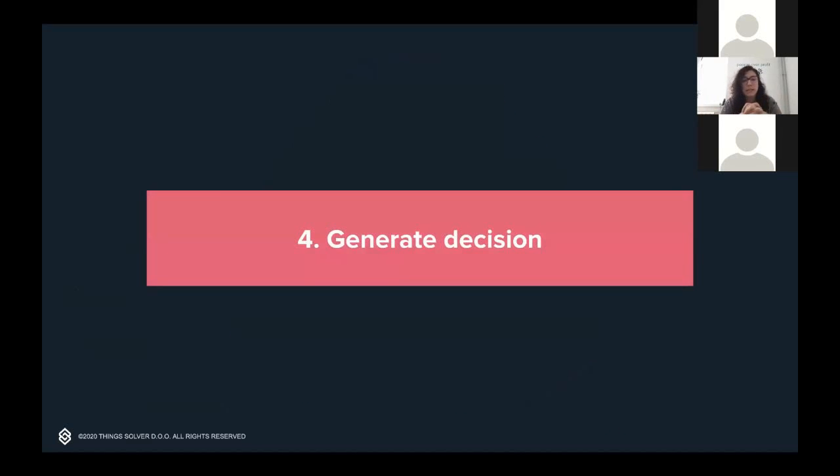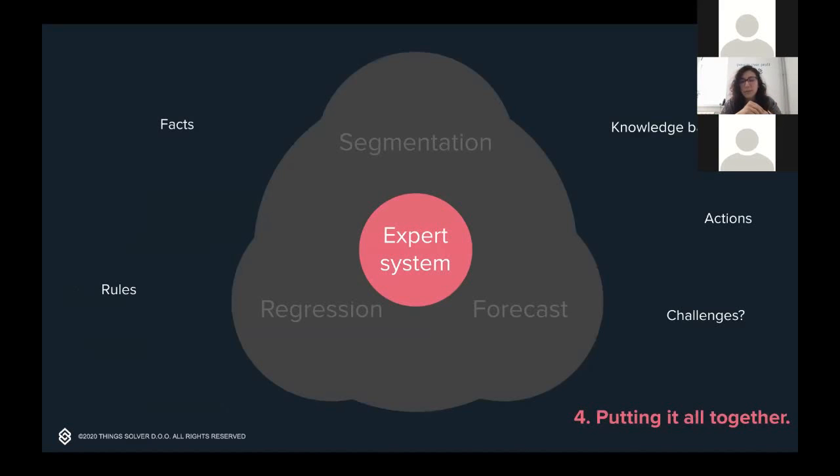So the main idea was to generate some decision. And this fourth step was to create some expert systems. So no big deal. We had some knowledge base, so basically the knowledge that we obtained from our domain experts. We had some facts that are generated from the segmentation, from forecast and from regression models. So those were some main inputs that we entered into this expert system.